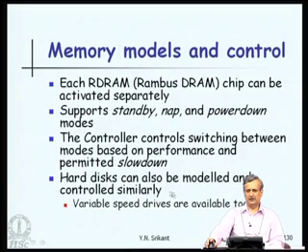The hard disk can also be modeled and controlled similarly. So, variable speed drives are now available. So, the hard disk can be made to spin at various speeds in order to save energy. Higher the speed, the more the energy consumption. So, lesser speed drives require less energy, but they also take more time to access the sectors and so on.